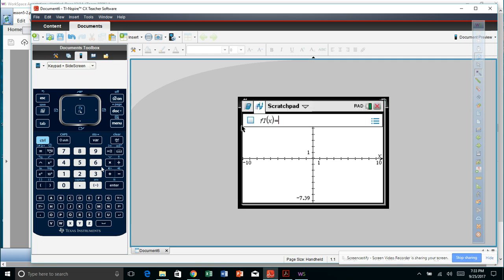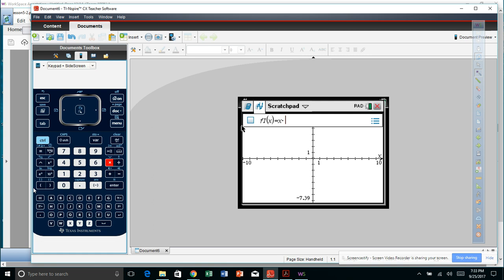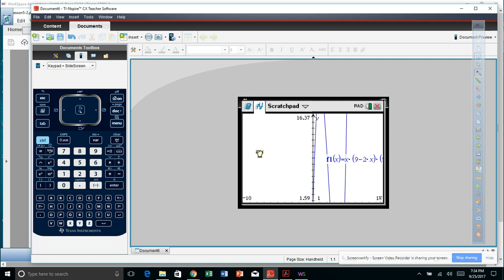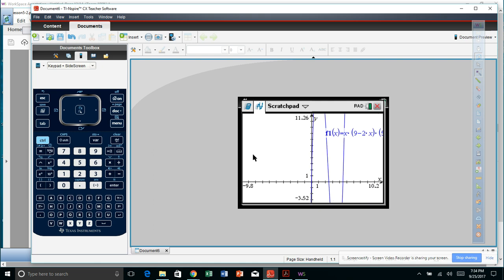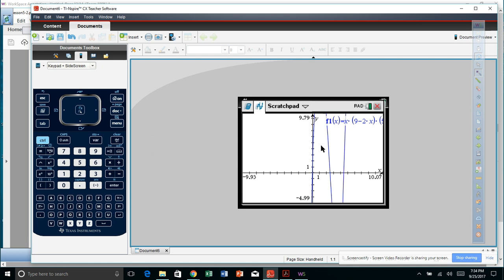We have x times, open parentheses, 9 minus 2x, close parentheses, times, open parentheses, 5 minus 2x. And there it is. Okay. So it has to be less than 2.5. So we're talking about in here, right here, using the graphing calculator to graph the volume function on its domain.